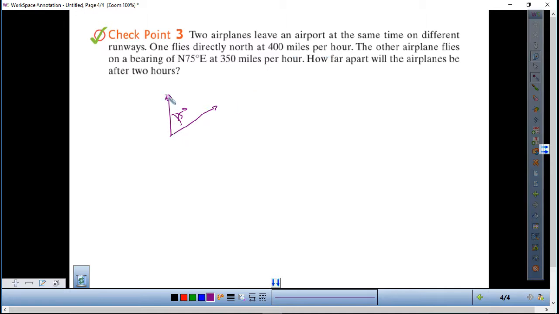Well, if this goes 400 miles per hour for 2 hours, it's going to be 800 here. And if this one flies 350 miles per hour for 2 hours, it's going to be 750 here. And then all you're looking for is the distance from here to there. So do your work, see if you can get the correct answer, and then you can pause the video while you work and then come back and check your answer. And I'm going to show you the answer in 3, 2.